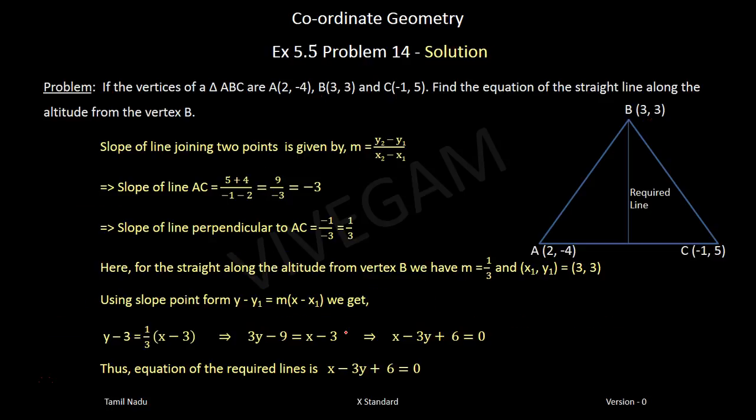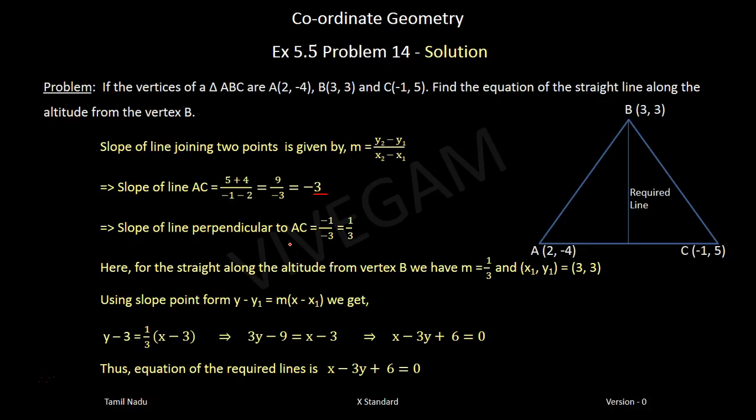Okay, so the solution. The slope of the line joining two points is given by y2 minus y1 divided by x2 minus x1. Let's take A as x1, y1 and C as x2, y2. So the slope of AC will be y2 minus y1, 5 minus of minus 4, that becomes 5 plus 4, and then x2 minus x1, minus 1 minus 2. So it becomes 9 divided by minus 3, that is equal to minus 3.